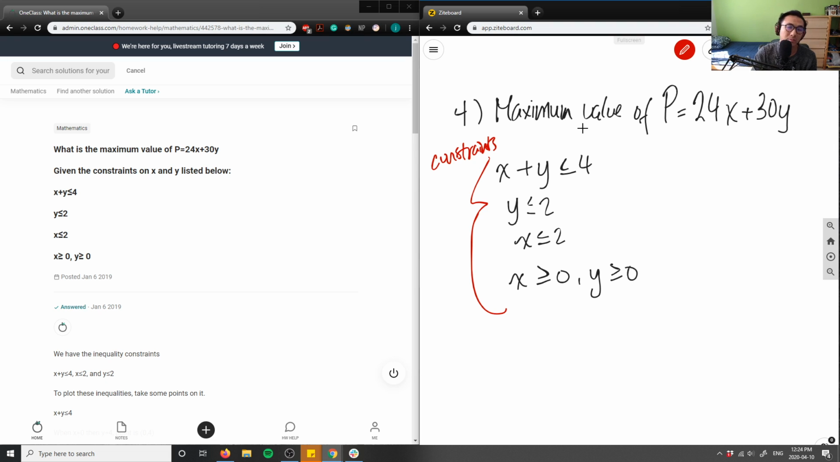How can you find the maximum value? Let's take a moment to think about that, and then I'm going to go over the solution with you as well. So take a moment to think about this problem.